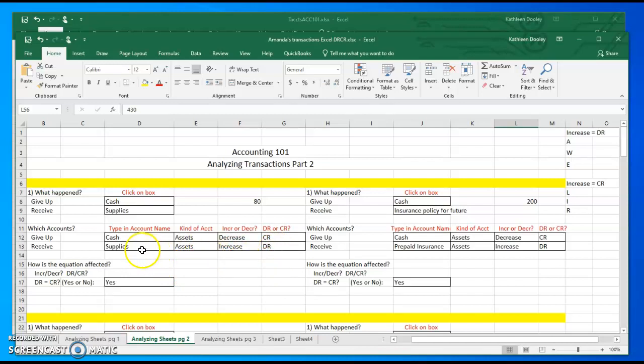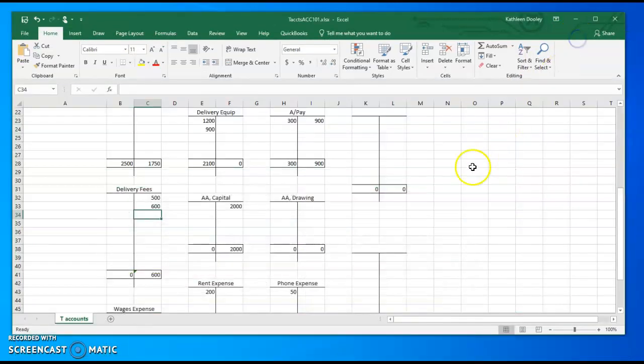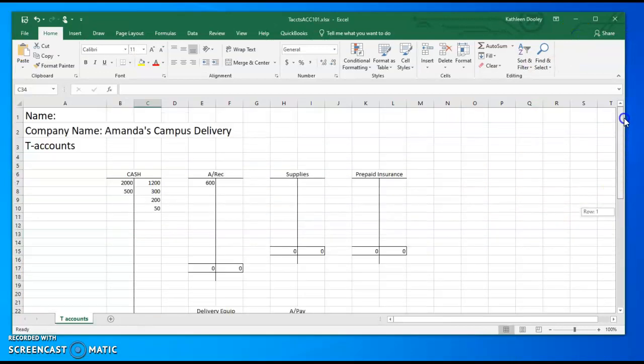All right, here we have a debit to supplies, a credit to cash for 80. Debit to supplies, credit to cash for 80. Okay, so we find our supplies. That was an 80 debit, and cash was an 80 credit.